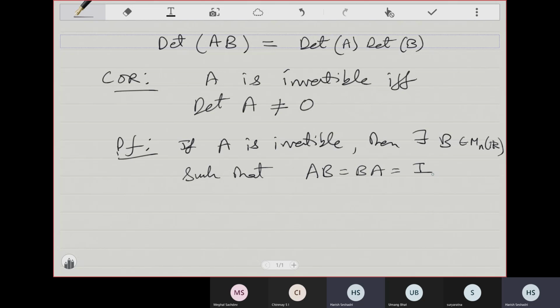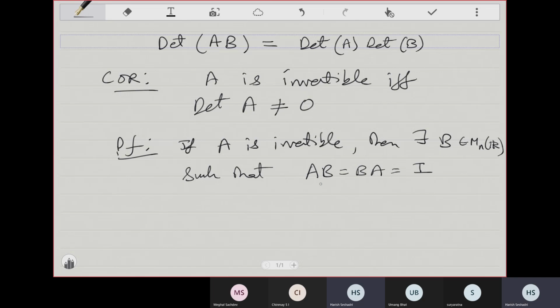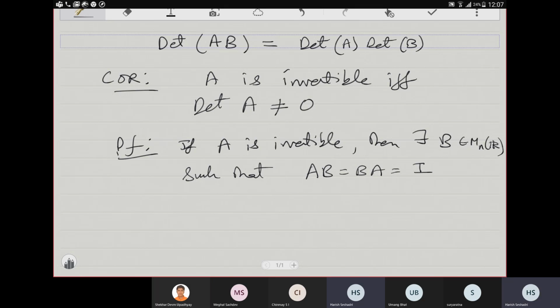By the way, here there's a nice question. I think I'd asked you this earlier on in the course. You can try to prove it: it's enough to show that if AB is identity, it will follow that BA is identity as well. So try to prove that.